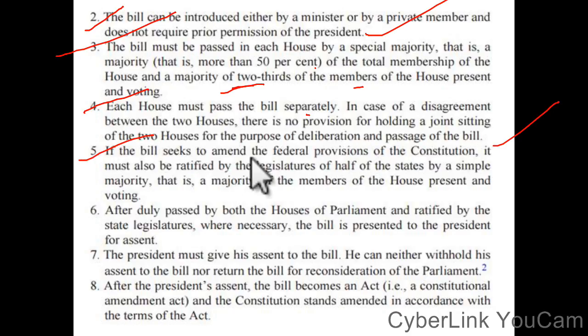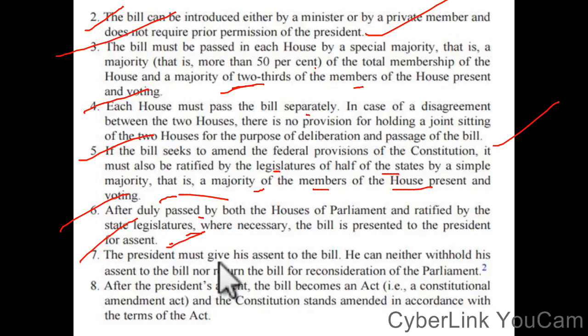If the bill seeks to amend the federal provisions of the Constitution, it must also be ratified by the legislatures of half of the states by a simple majority, that is, a majority of the members of the House present and voting. After being duly passed by both Houses of Parliament and ratified by the state legislatures where necessary, the bill is presented to the President for assent.